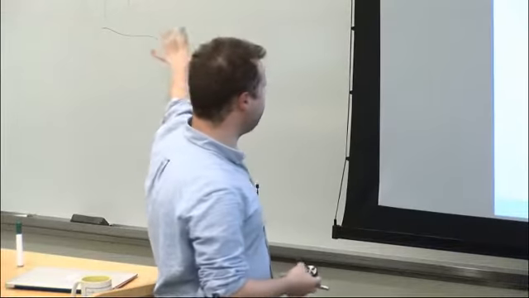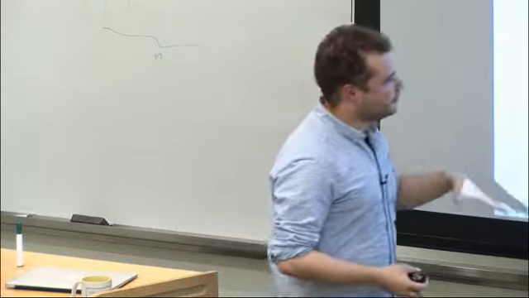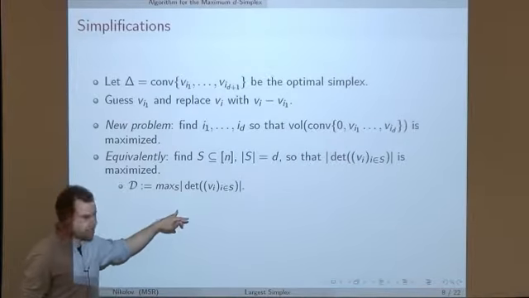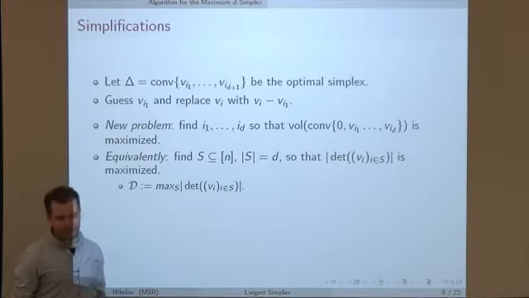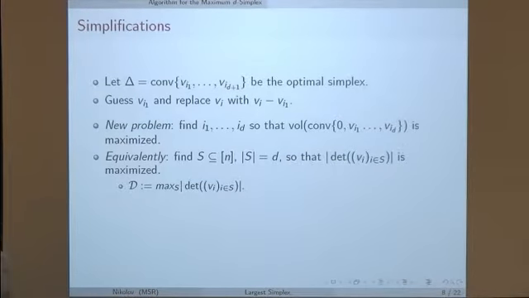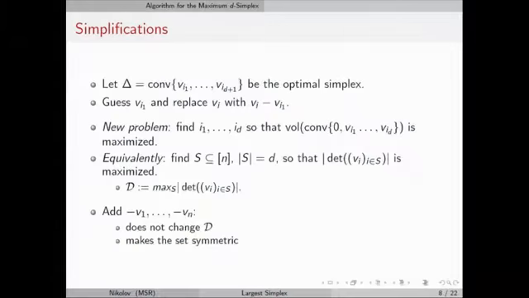We just have this N by D matrix, and we want to find a D by D submatrix of it that has the largest determinant in absolute value. That's our problem right now. Let's just do one more simplification, and then we're almost done.